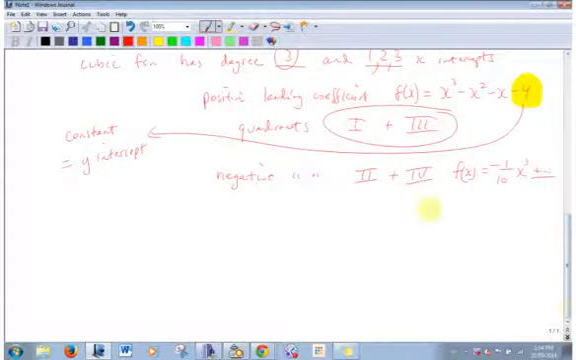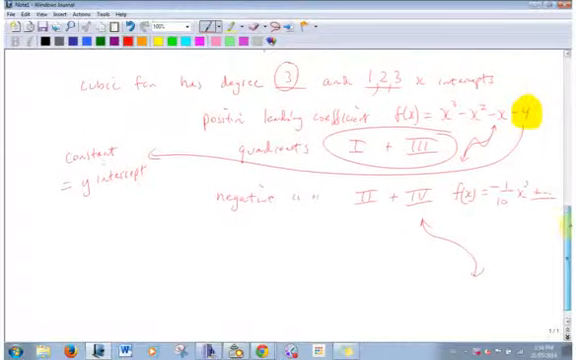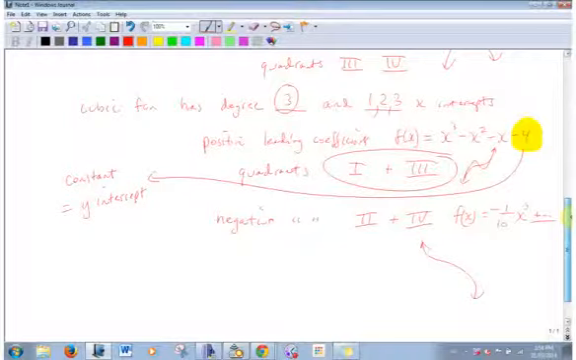So, negative looks like that. Positive looks like that. Maybe it's got something funky going on, but it always does that. That's about it.